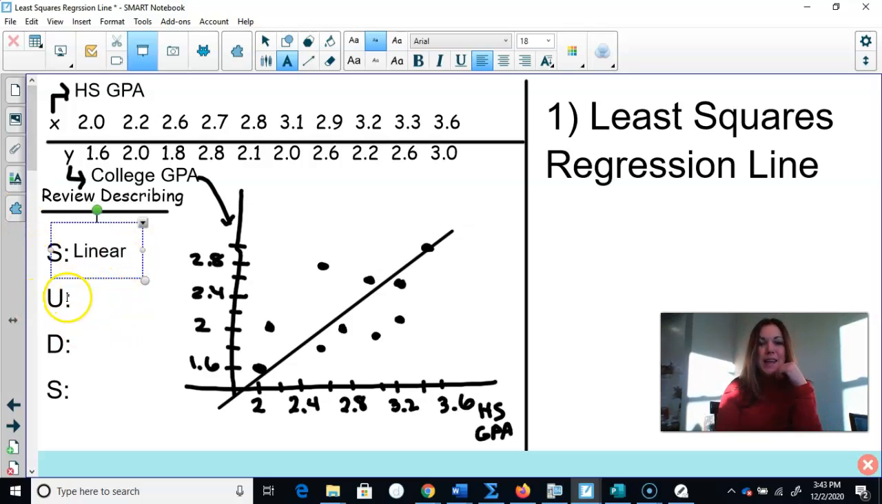U stands for unexpected. Is there anything unexpected? Is there that Shaquille O'Neal factor that I talked about earlier? Is there someone over here, someone down there, some kind of lonely point? I don't see that at all here. So we would just say none.